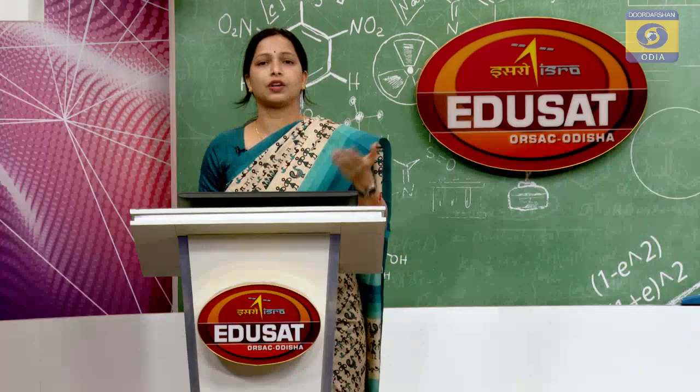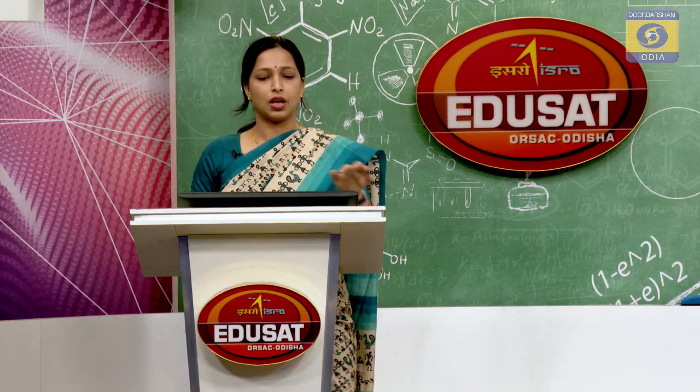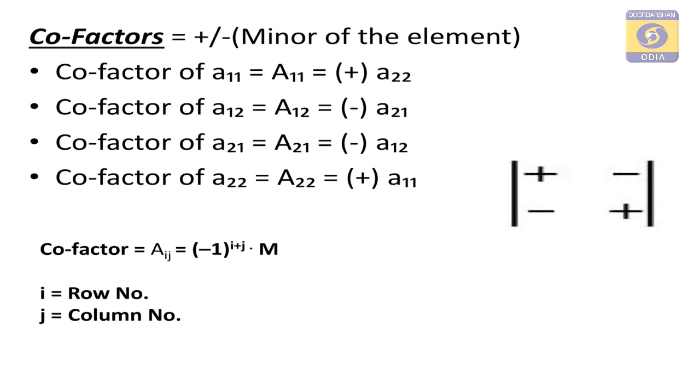Now, how do we find out the cofactors of this order, right? The cofactor of A11 will be plus. To the right side of the screen, you can see the diagram in the picture where I have put the position signs of the determinant. So, plus, minus, minus, plus.